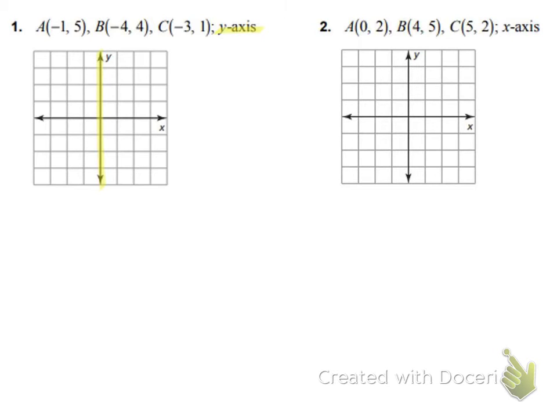So we're going to graph all the points. One of them does go off the graph. I'm sorry. This came with your book, so I can't help that. But one of them does. -1, up 5 is A, so just do your best. B is -4, so to the left 4, up 1, 2, 3, 4. And then C is -3, up 1.